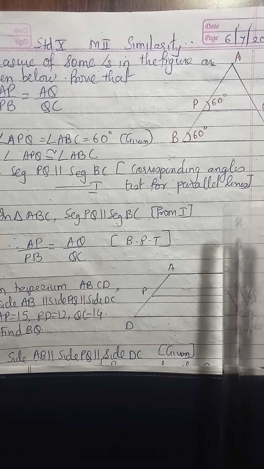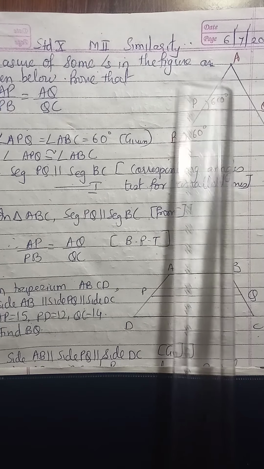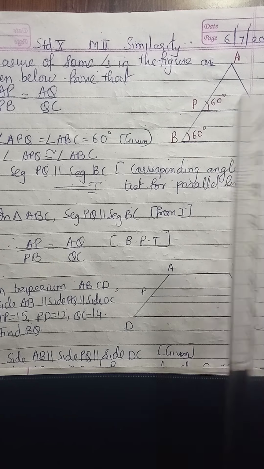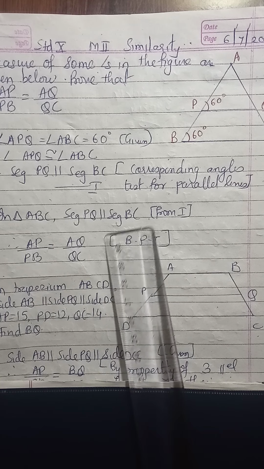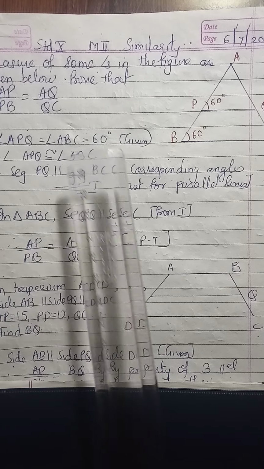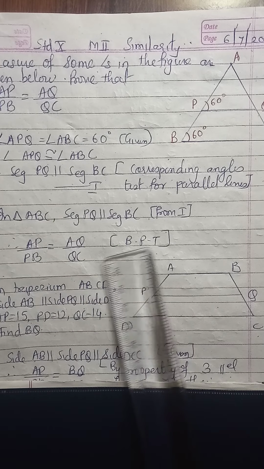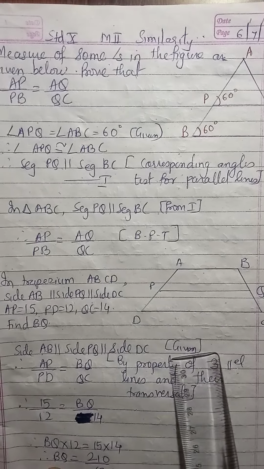How to use that? See here, AP upon PB equals AQ upon QC. Reason: basic proportionality theorem. And this is what we have to prove: AP upon PB equals AQ upon QC. That's very simple. Now we'll move ahead with the next sum.